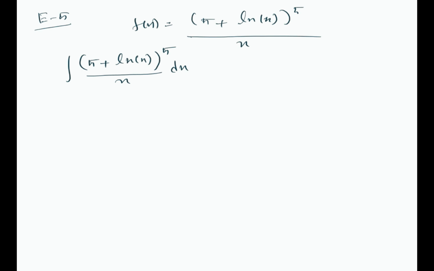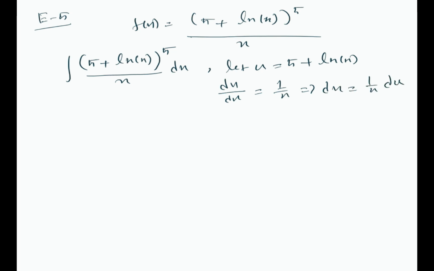Now we need to choose our u, so be careful with this. Let u is equal to 5 plus ln of x. So see here, yeah, this is okay. So the derivative of u with respect to x is the derivative of 5, this is a constant, 0, and the derivative of ln x is 1 over x, right? So du is equal to 1 over x dx, right? So 1 over x dx.